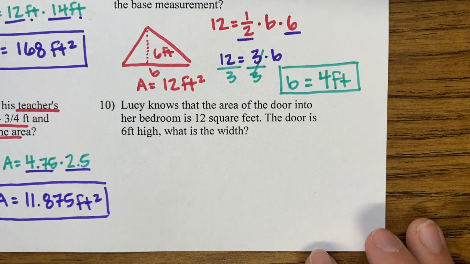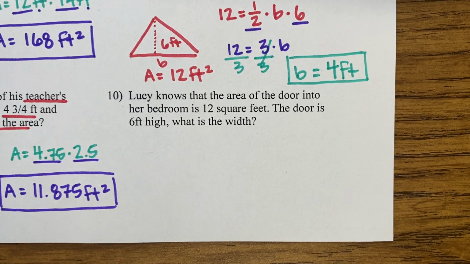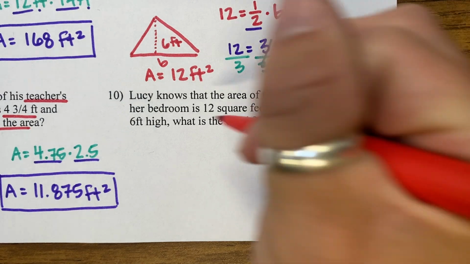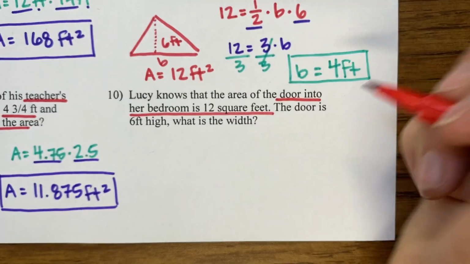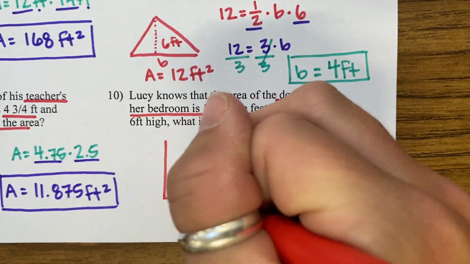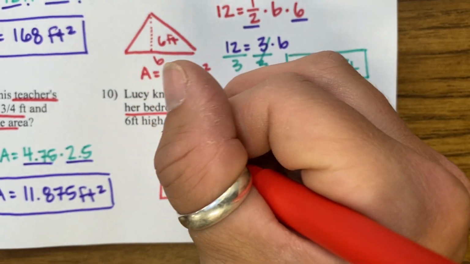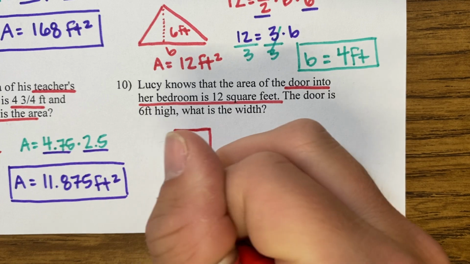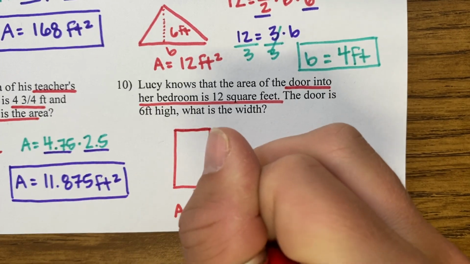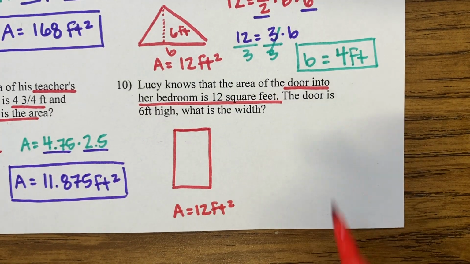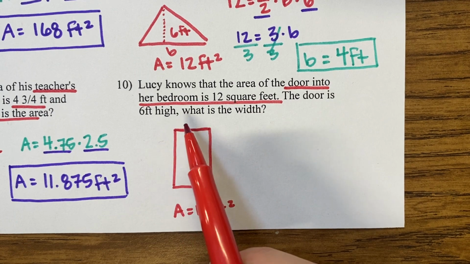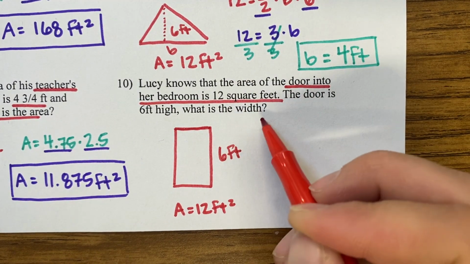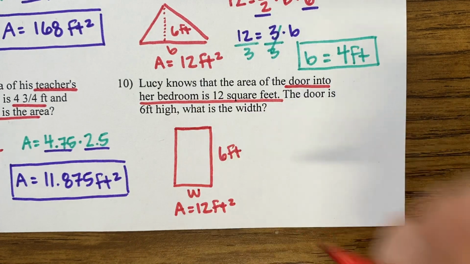Okay, last example. Lucy knows that the area of the door into her bedroom is 12 square feet. So we're talking about a door, which is most likely a rectangle again. It's giving us the area. Area equals 12 square feet or feet squared. The door is 6 feet high, so 6 feet. What is the width? So we're going to label that as width.